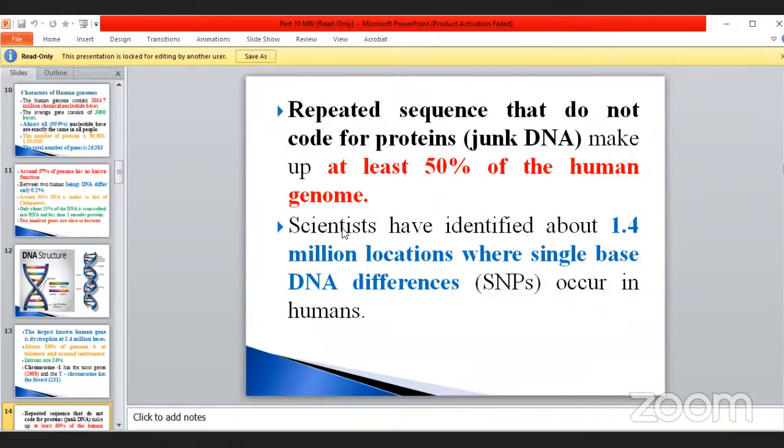Okay, next one. The scientists have identified about 1.4 million locations where a single base pair, from the DNA molecules, right? Location means each and every gene is present at a specific locus, a position, isn't it? That is called a locus. At that location, single base DNA differences occur in humans. This is very, very important. So I will also show you this, so that we can understand it better.